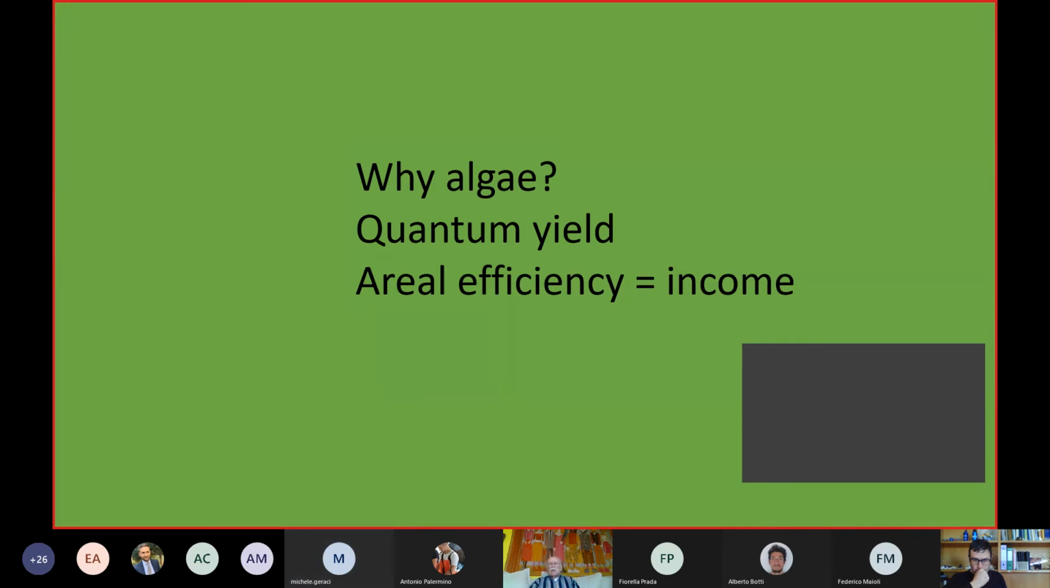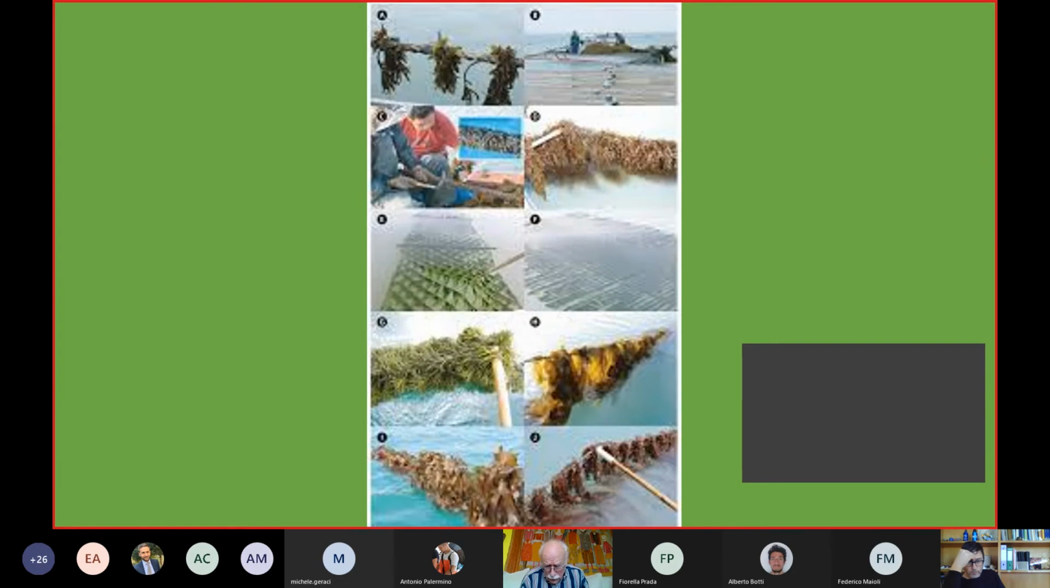Okay, so why go to algae? First of all, we saw that they are hundreds of times more efficient than land plants, because their quantum yield is higher, the aerial efficiency that translates into income is higher. Now we go just to have a look at the different farming methods. Here you can see Japanese or Chinese farms of seaweeds, macroalgae, that are used for food.